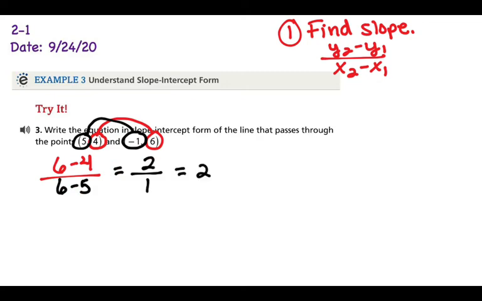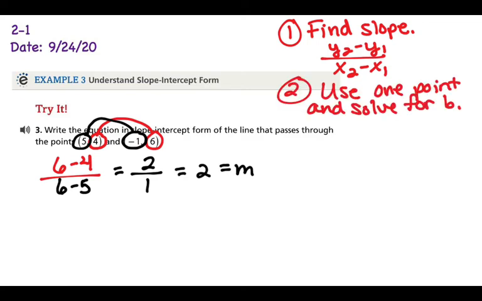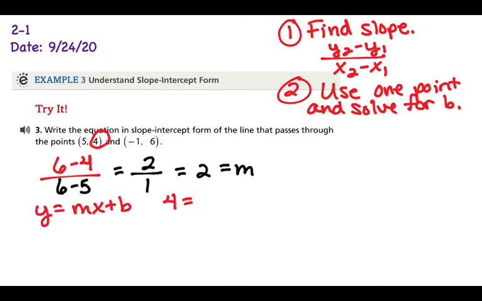So our slope is 2. Then we're going to take one of those points. I always like to keep the positive point, so I'm going to use (5, 4). And plug it in for the y and the x. So instead of writing y, I'm writing 4. Instead of writing m, I'm going to write 2 because I already found what m is. Instead of writing x, I'm going to write 5 because that came from the point.